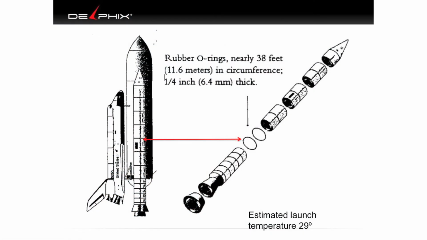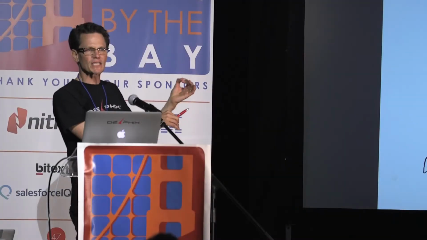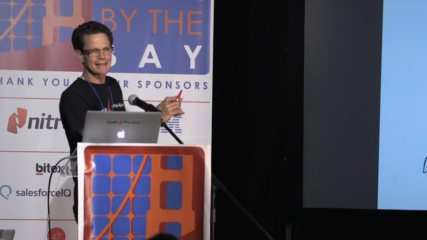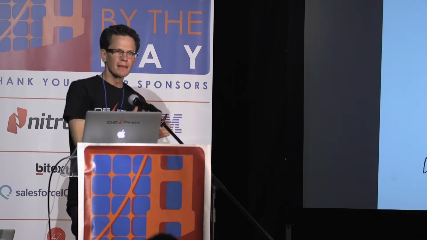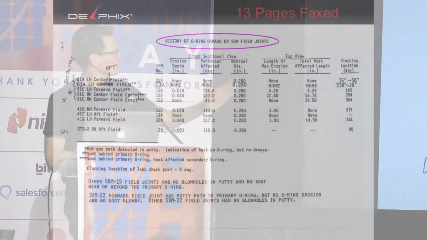So the estimated launch temperature the next day was 29 degrees Fahrenheit. The problem that the engineers wanted to communicate was, on these solid rocket boosters, there are these cylinders, and the seal between the cylinders is a type of rubber. So as it gets colder, that rubber gets harder, and it doesn't seal as well. And when it doesn't seal, that means a solid rocket propellant can burn through.